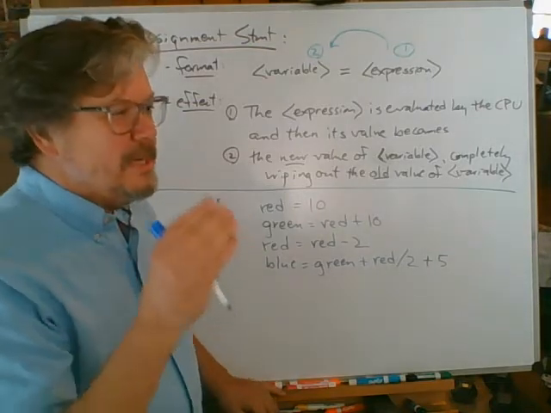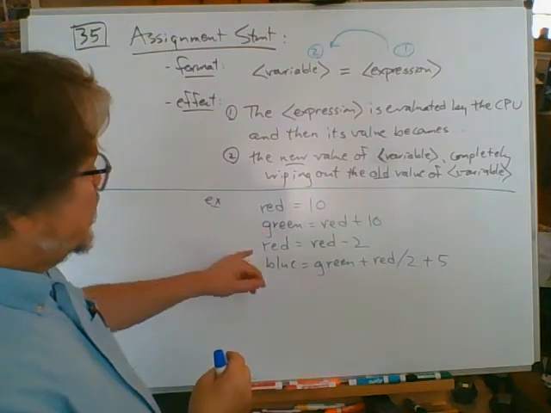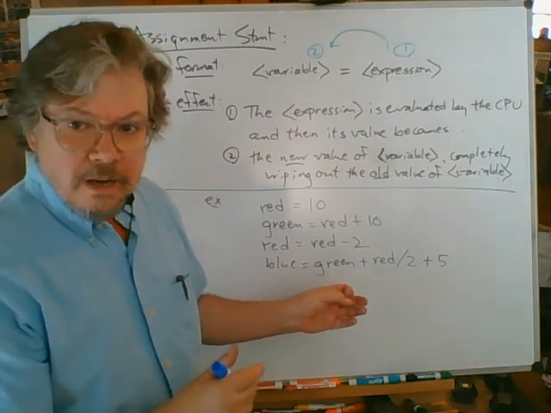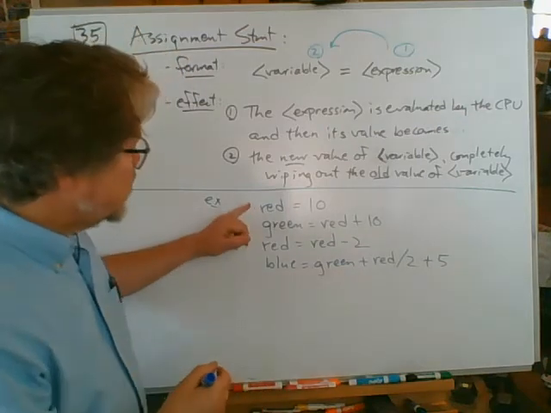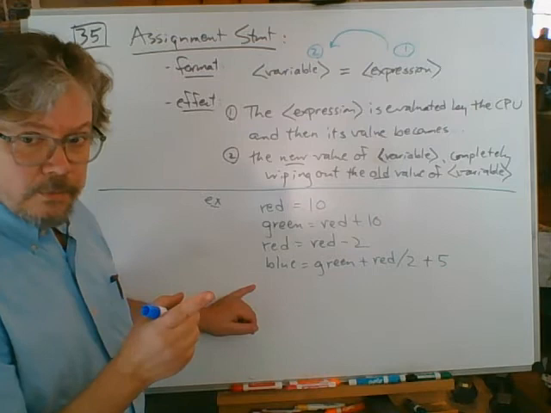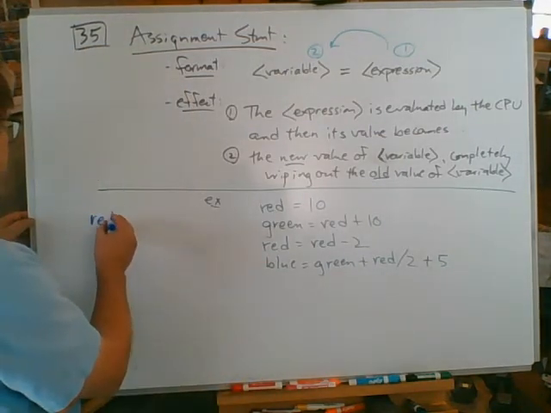Remember, a program is a sequence of statements. I can't pick out the one I think, well, you know what? Red equals red minus 2. That looks interesting. I think I'll start there. Nuh-uh. It's got to start at the beginning and go one line at a time, in order, because the order makes a big difference. Red equals 10.